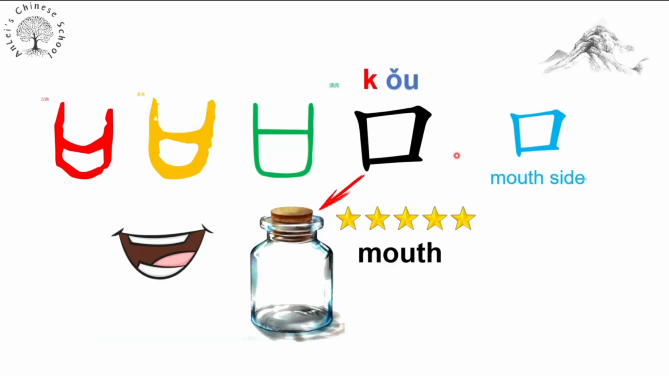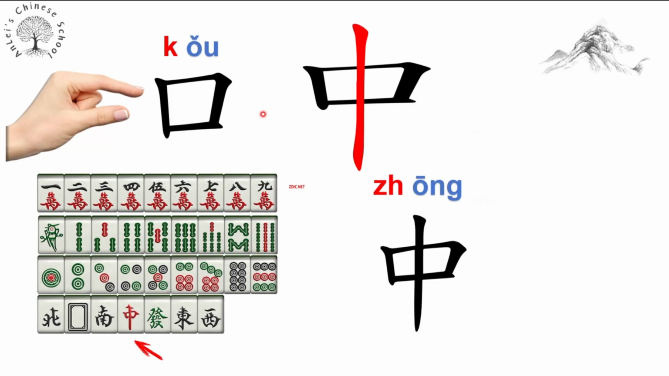This character is kou. For the last 3,000 years, it didn't change much. It means our mouth, refers to mouth or container, and also means opening. As a radical, we call it the 口字旁, mouth side. If we squeeze the character 口 and put a horizontal stroke in the middle, this character is 中, which means middle. If you play mahjong, you will find one tile with the character 中 in red color, so we call it the 红中, red middle.